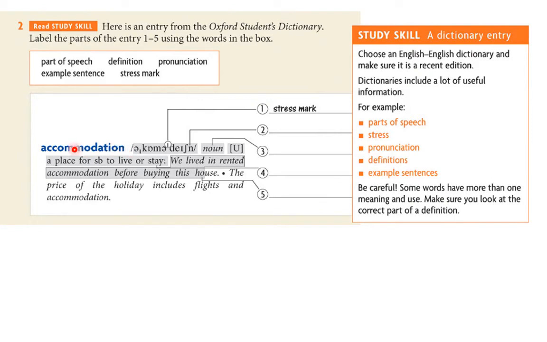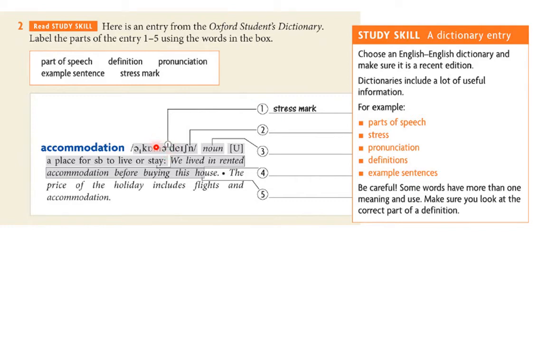Accommodation. So we can see that this word, accommodation, contains more than 1 syllable. There is a syllable said stronger than others. Let's say again, accommodation. So in this part, accommodation, this is the stronger part.